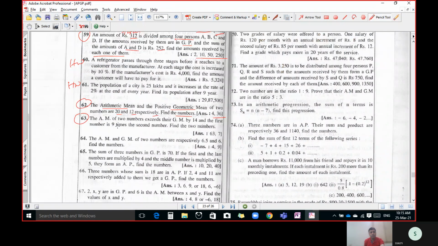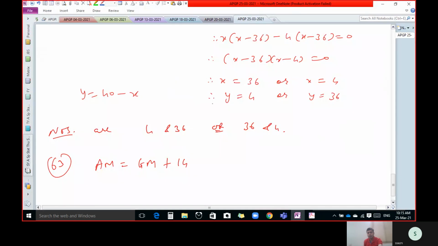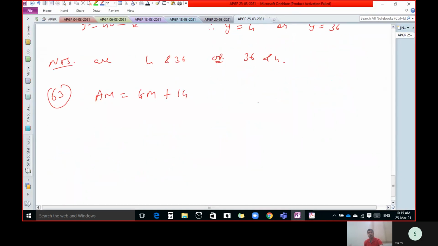And the first number is 9 times the second number. So the first number, let us say x. x is 9 times y. Here x is the first number and y is the second number.